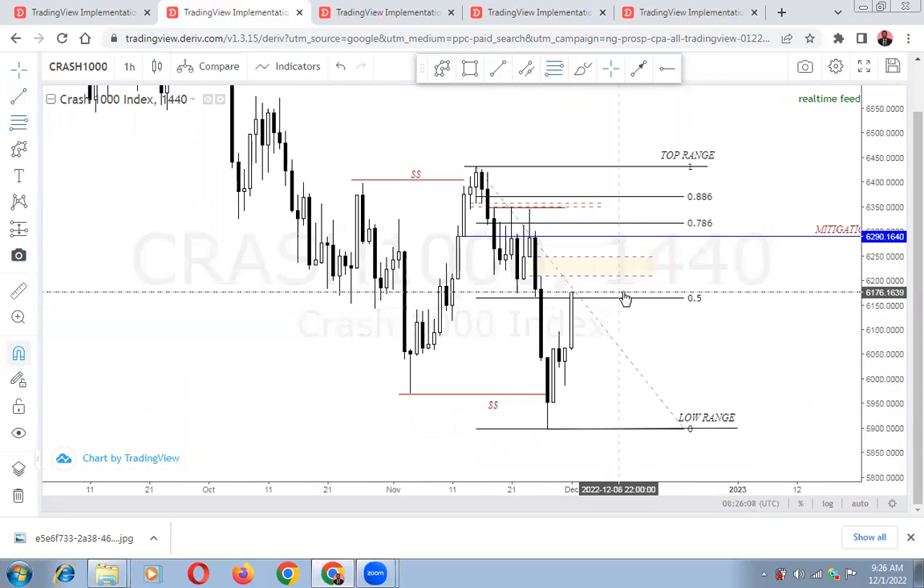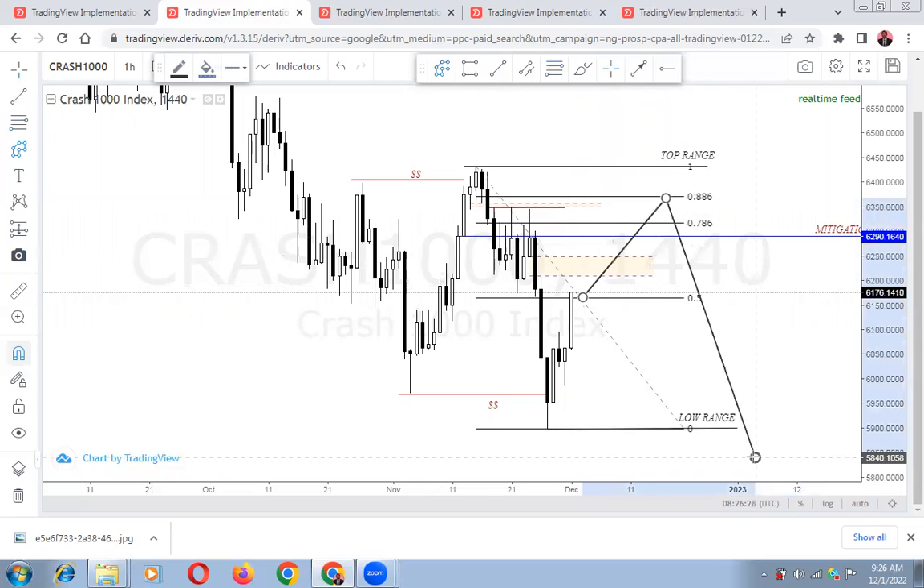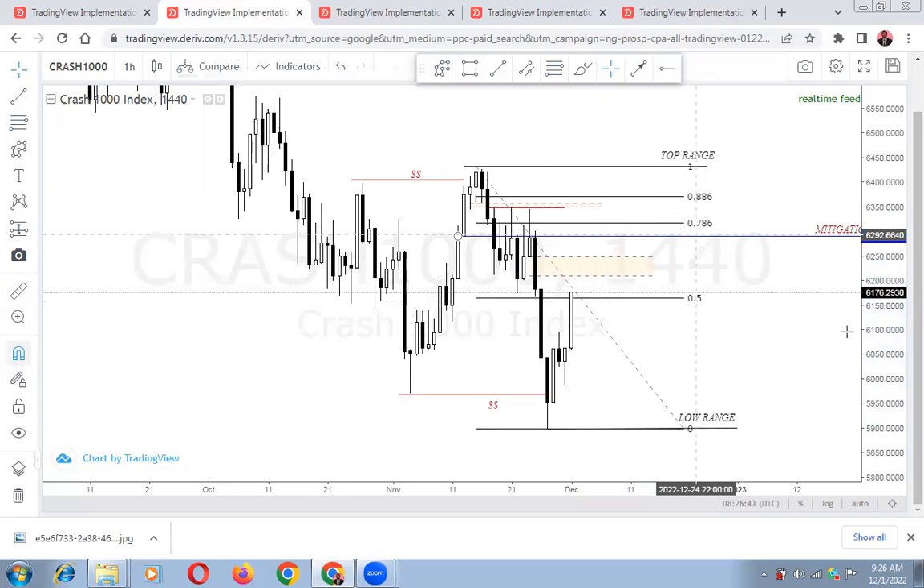So above 50, this is equilibrium, 50%. So price can distribute above here. It can come to 886 or 786. This is all our premium zones. From here, price can distribute or go down. Any movement from around this place, price can go down because these are premium zones. Whichever one price chooses, we'll need to wait for a lower time frame redistribution.